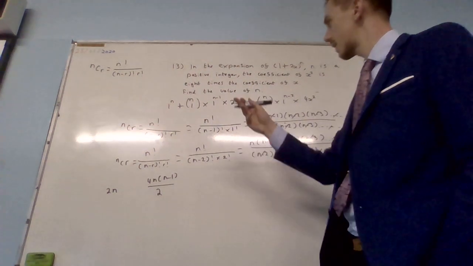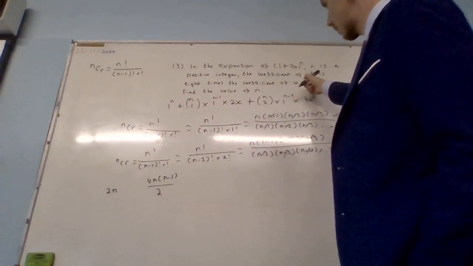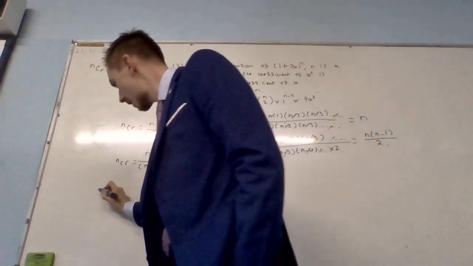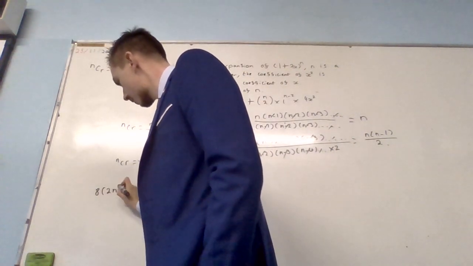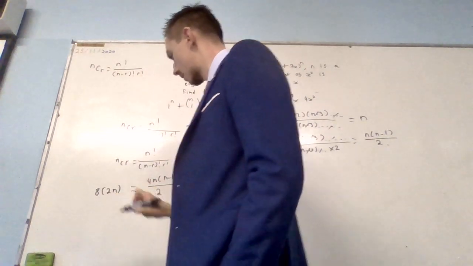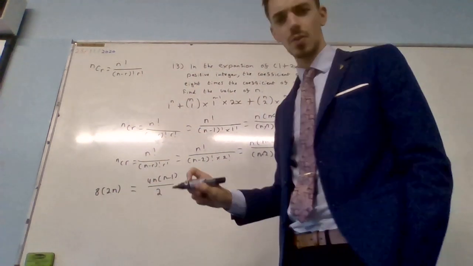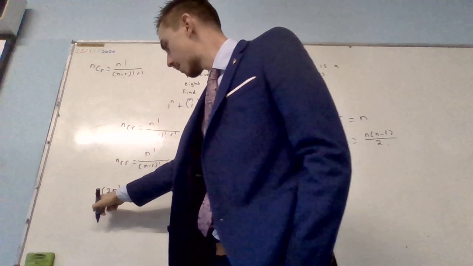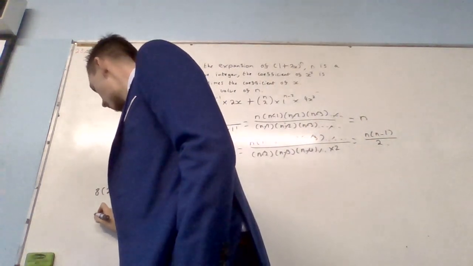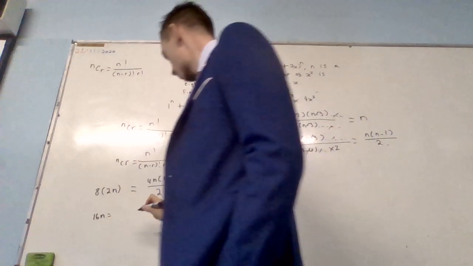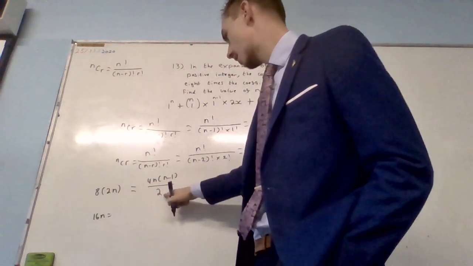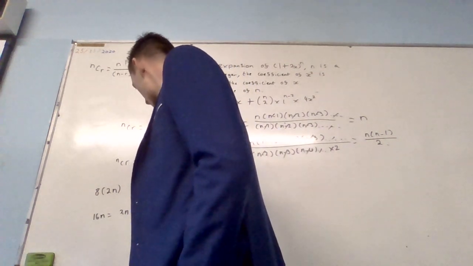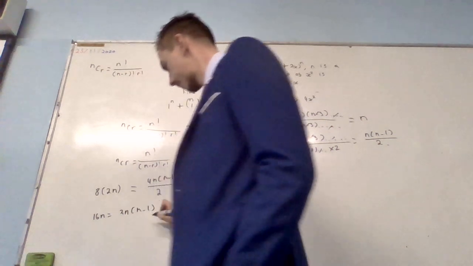If we go back to our question, it says the coefficient of x squared is 8 times the coefficient of x. So 8 times the coefficient of x, which is 8 times 2n, and then they're equal. We've now got an equation we can solve to find n. The first thing I'm going to do is multiply out this bracket, to get 16n equals, and I'm going to keep this bracket like this. We can divide it by 2 as well, which is good. So we can do 16n equals 2n times brackets n subtract 1.